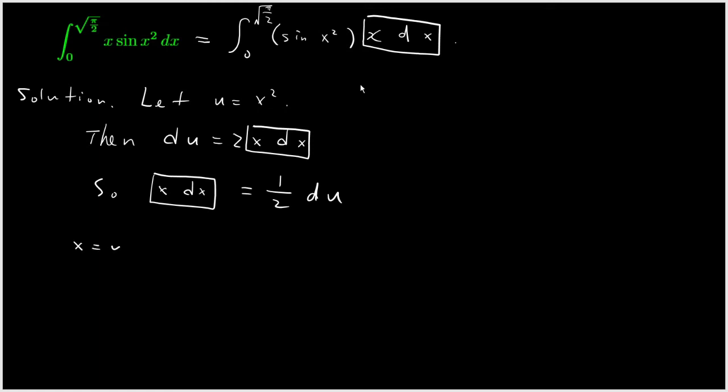The x value of 0, the lower limit in the given integral, implies the u value, which is x squared, 0 squared, so it is 0. And then the x value of the upper limit, square root of half pi, corresponds to the u value, x squared, the square root of half pi, the whole thing squared. This is half pi. At this point, we are ready to convert the given integral entirely as a new integral of u.